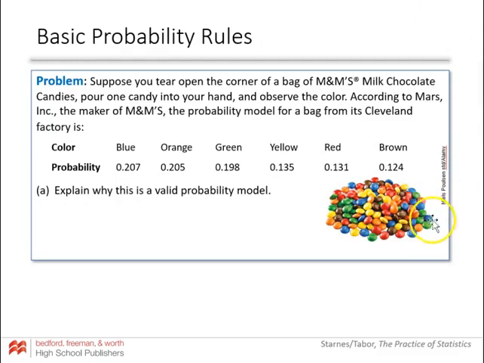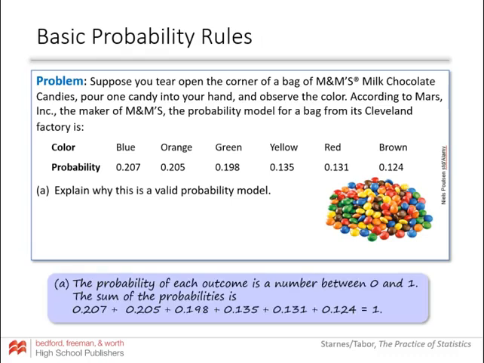All right, so let's look at an example. We have a bag of M&Ms, and we're just going to take out one of them. The manufacturer gives this list of probabilities for getting each of the colors in a bag of M&Ms. So first we have to say, is this a valid probability model? Well, we're going to look at two things. One is, are all of those probabilities between 0 and 1? And the answer is yes. And then the second one is, do all the probabilities together add up to 1? And the answer is yes for both of those. So we would say yes, this table right here is a valid probability model.